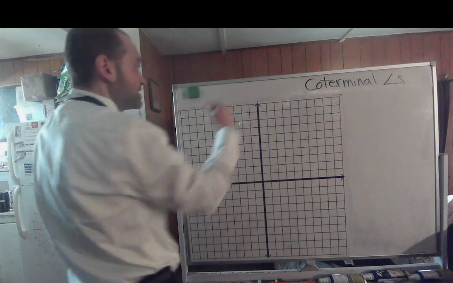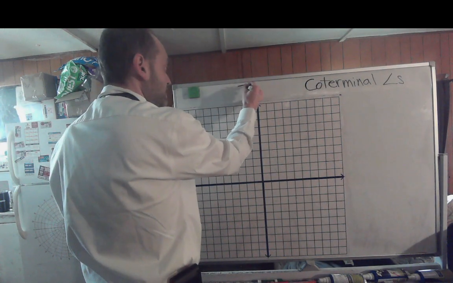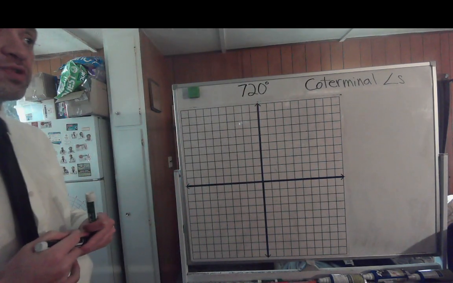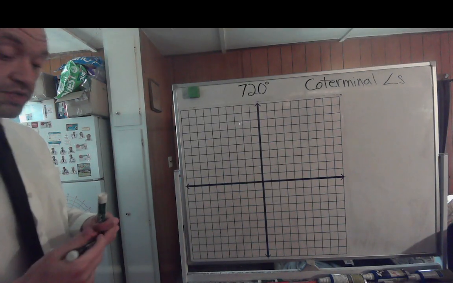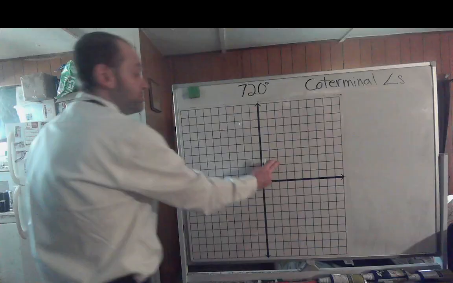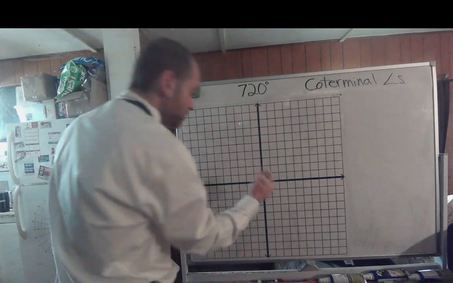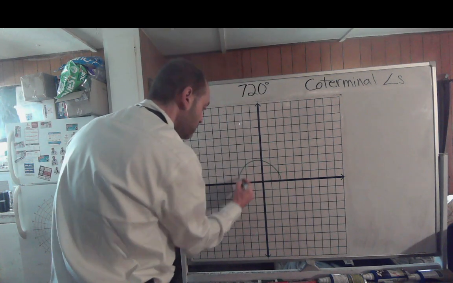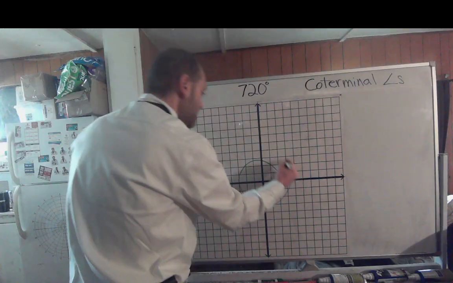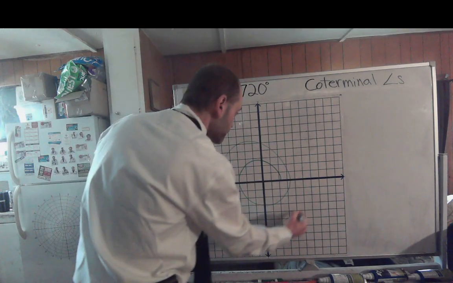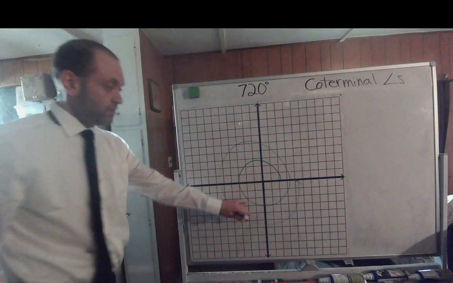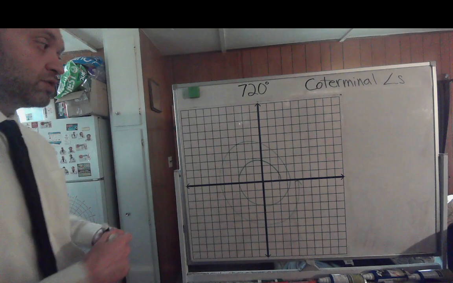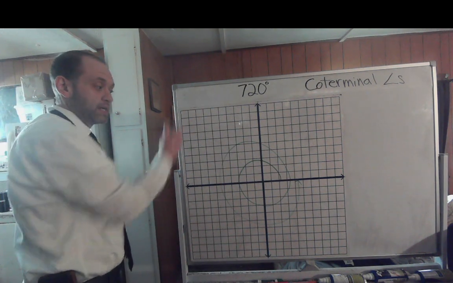Okay, so let's say we wanted to sketch a 720 degree angle. If you subtract 360 from that, you'll get 360. That would actually be 2 full revolutions around the circle. Positive angle, we're going to go counterclockwise, so that'd be 1 revolution. Here's another full revolution. So there's 2 full revolutions around the circle. There's your 720 degree angle. You end up right back at the starting point.